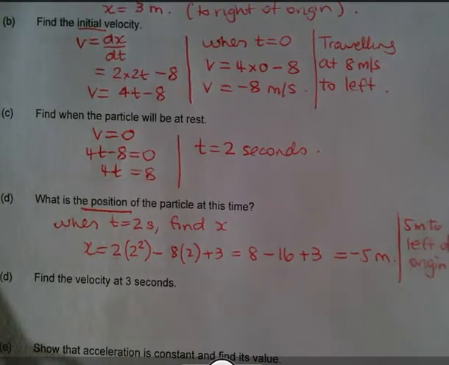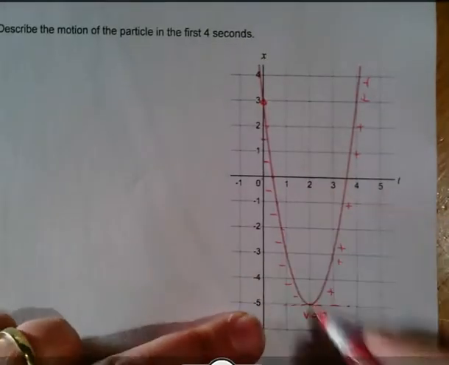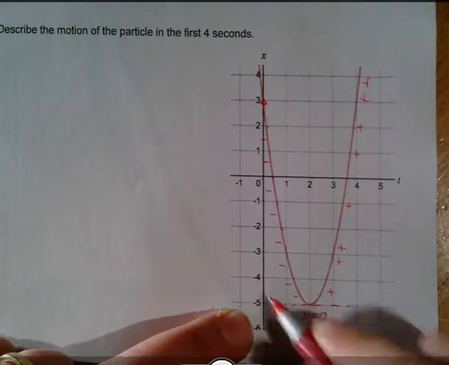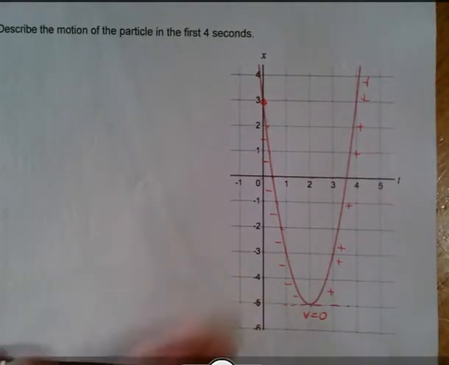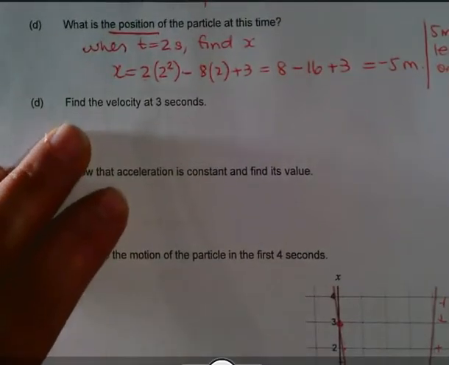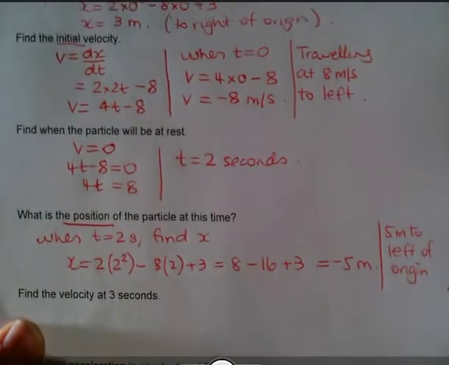Now let's have a look at our graph and see where we are at time 2 seconds. So at time 2 seconds, we're at the position of -5, which means that we're 5 meters to the left of the origin, okay? Then it says to find the velocity at 3 seconds.